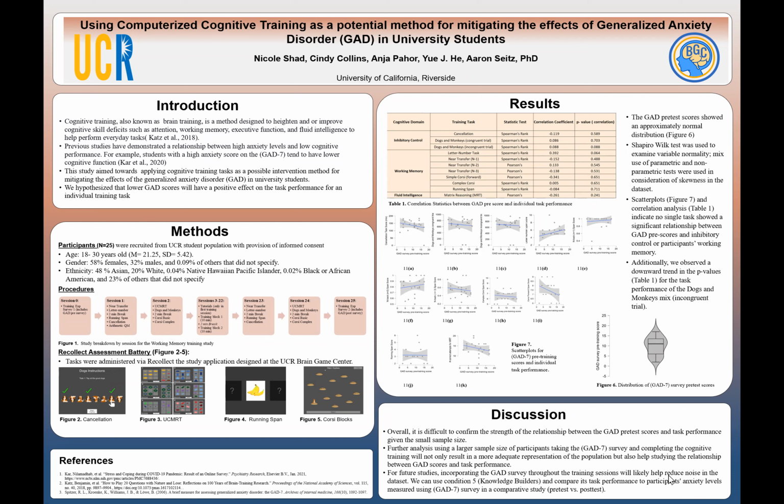The mean age was 21, with a standard deviation of 5.4. We had 58 percent females, 32 percent males, and 0.09 that did not specify. And for ethnicity, the highest percentage was Asian, followed by White, Native American, Native Hawaiian, and African American.